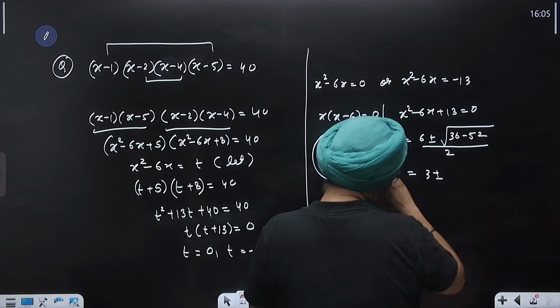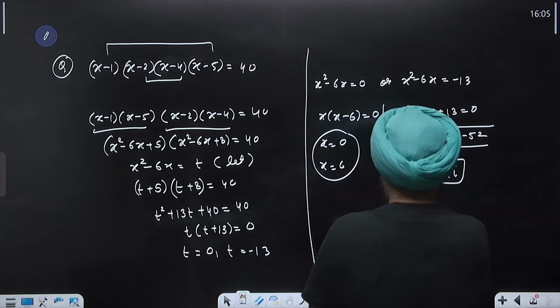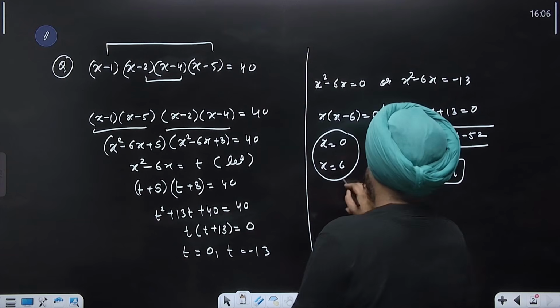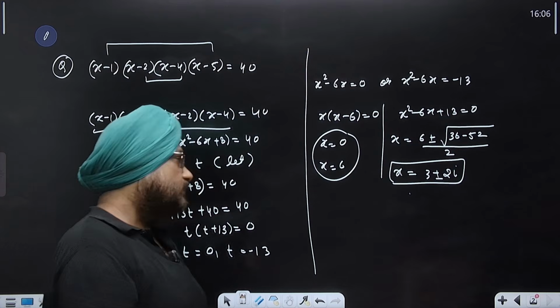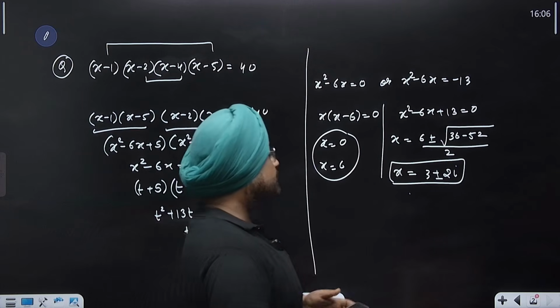Three plus minus 2i. So we are getting 4 roots, out of which 2 are real and 2 are non-real, and as we have already seen, the non-real roots are occurring in pairs.